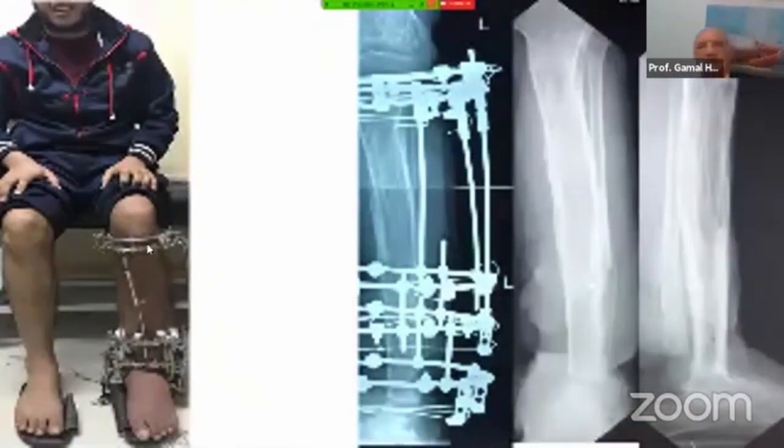You can reach a significant amount of lengthening. I don't believe in the 20% rule, which the Europeans and the Americans created, depending upon experimental studies. This is not true. So you have complete union here and 22 centimeter lengthening. And you see the length on both sides.